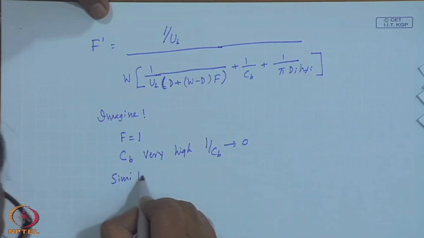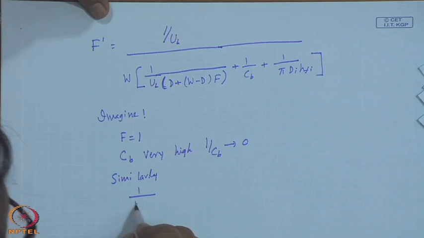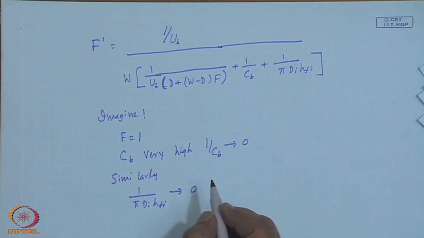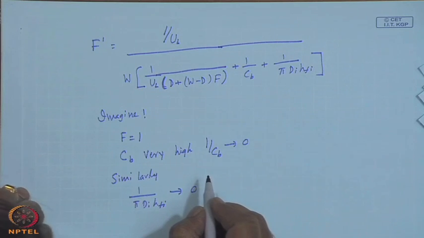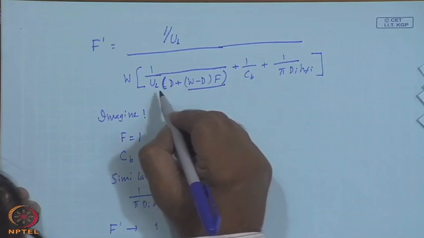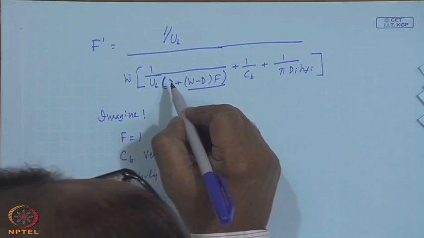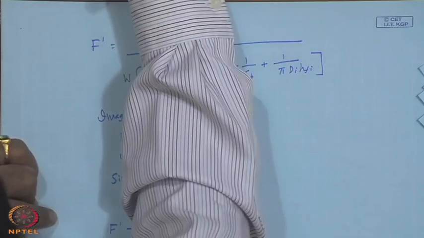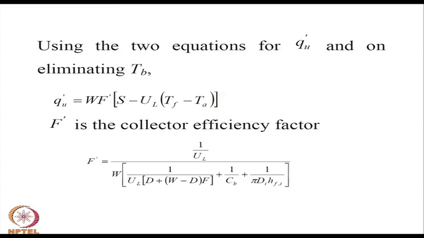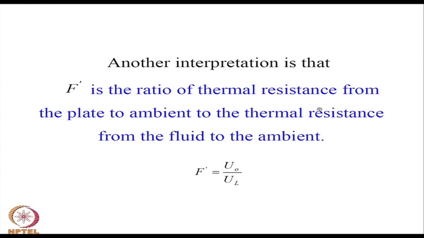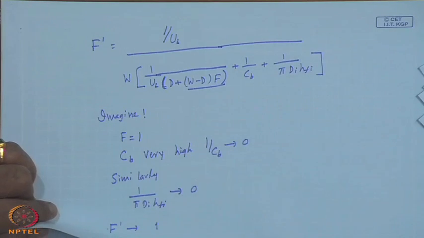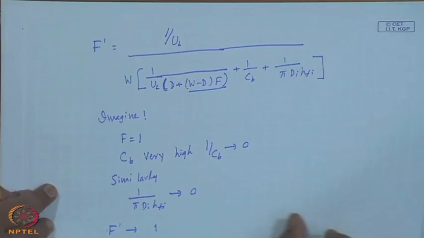Similarly, 1 by pi D i hfi also goes to 0. If you have a very large heat transfer coefficient, the convective resistance will be negligible. So, my F dashed tends to 1. So, this term is 0, UL into, I think this should be W. So, you will have F dash tending to 1 if this bond conductance is infinity and if the convective resistance is 0. So, this UL gets cancelled and F dash will turn out to be equal to 1.